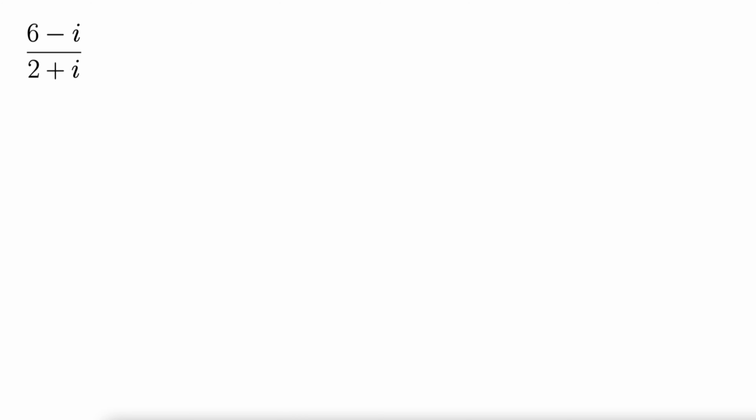Here's one for you to try. We have 6 minus i divided by 2 plus i, and your goal is to divide and write the answer in a plus bi form. I'm going to give you a hint: multiply the top and the bottom by the conjugate of the denominator.